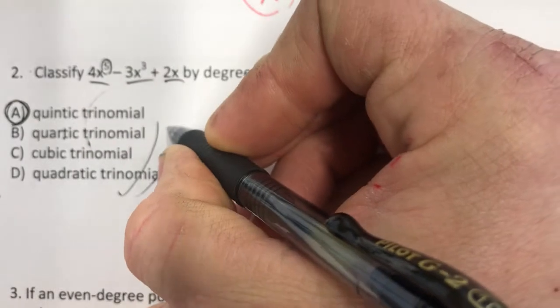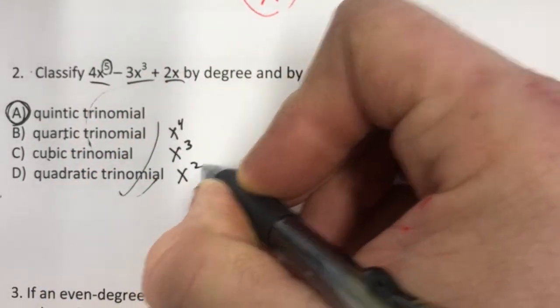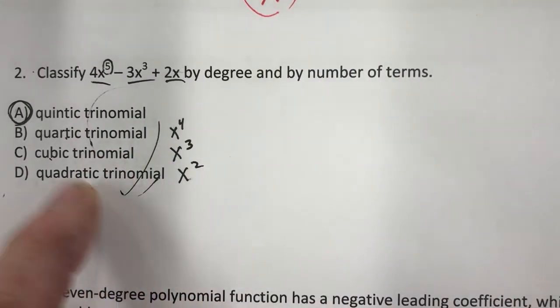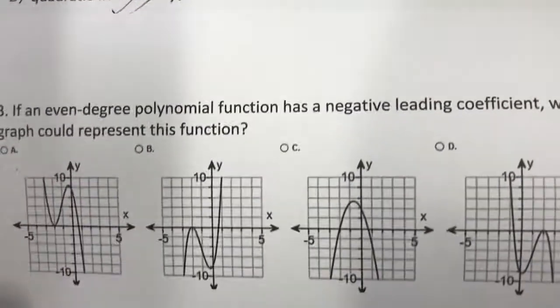Quartic is to the 4th degree. This would be x to the 4th. Cubic would be x to the 3rd. Quadratic is x squared. So we had notes we took over this. If you need more help on that, just let me know. Number 3.